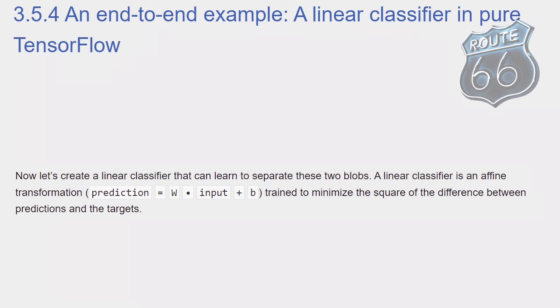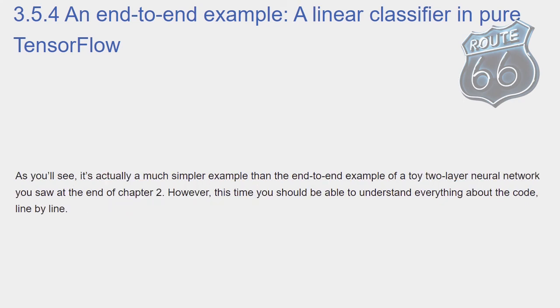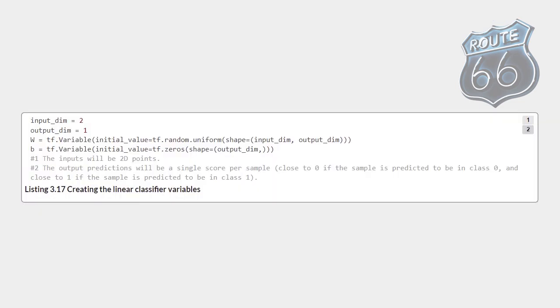Now, let's create a linear classifier that can learn to separate these two blobs. A linear classifier is an affine transformation, prediction = W • input + b, trained to minimize the square of the difference between the predictions and the targets. As you'll see, it's actually a much simpler example than the end-to-end example of a toy two-layer neural network you saw at the end of Chapter 2. However, this time you should be able to understand everything about the code line by line.